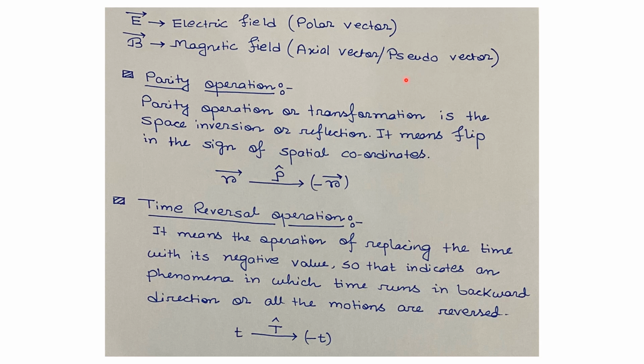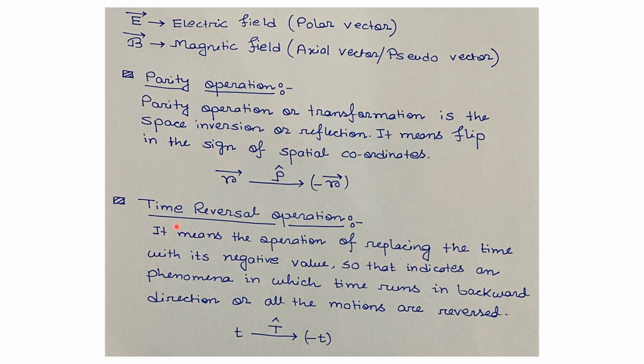Now we will be talking about the parity operation and time reversal operation. First, starting with the parity operation. The parity operation or transformation is the space inversion or reflection. It means a flip in the sign of spatial coordinates. So if we consider P cap as a parity operator, it will turn the position vector r vector into minus r vector. So it will flip the sign.